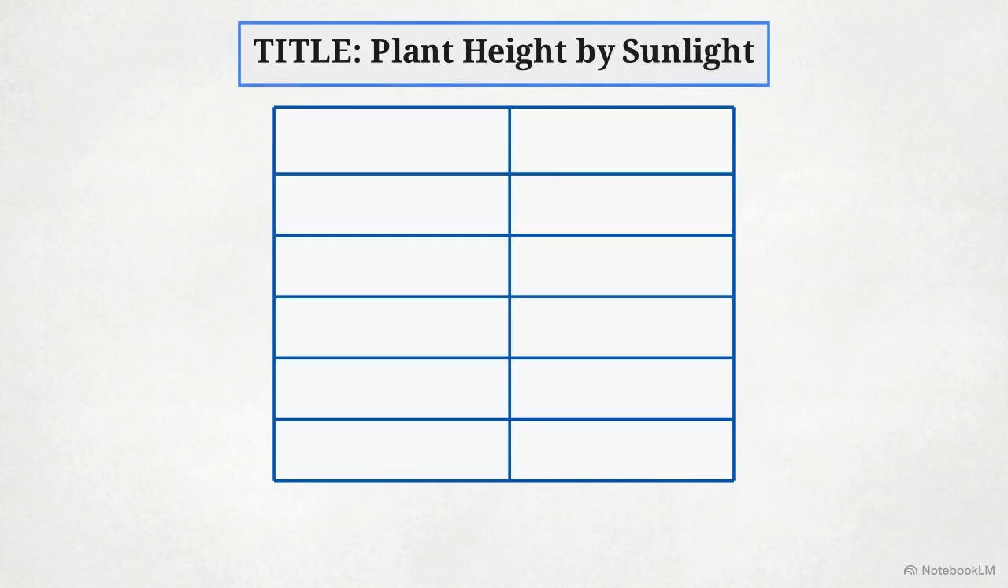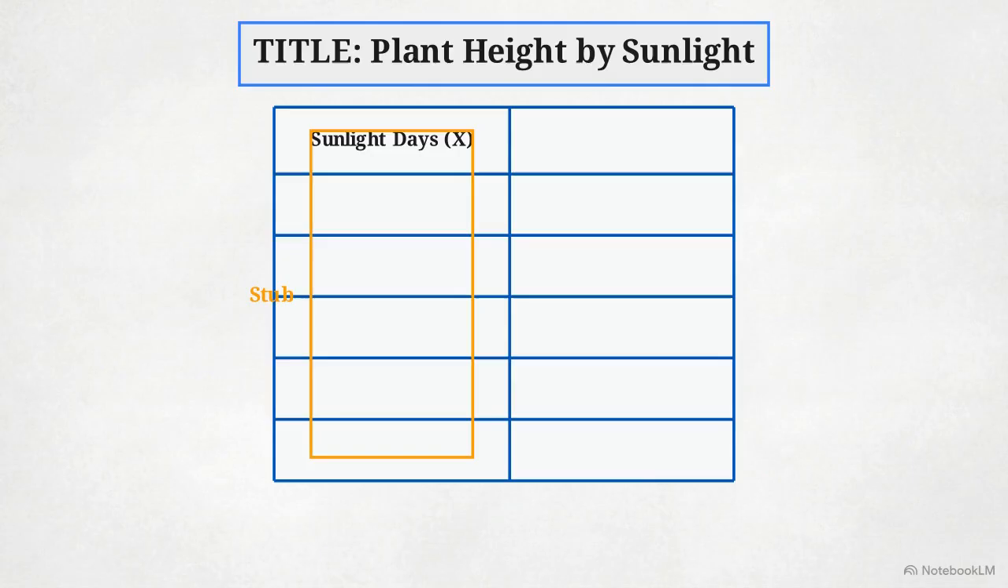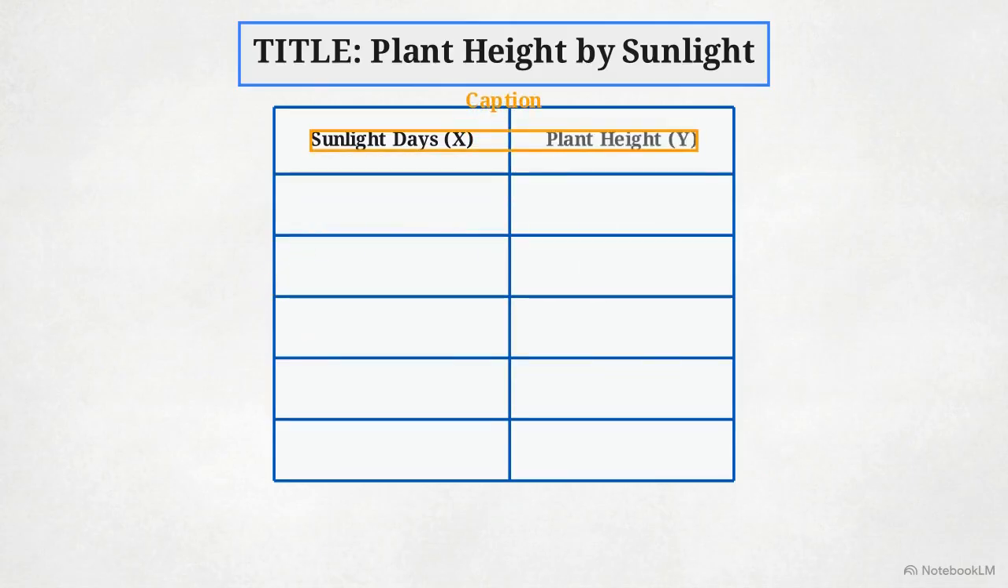Every formal statistical table starts with a title. This clearly establishes what the data measures, where it was collected, and when. Next are the structural labels. The row titles going down the left side are called the stub. The column headers running across the top are the caption. For our experiment, our stub tracks sunlight days, our x variable, and the caption tracks plant height, our y variable.